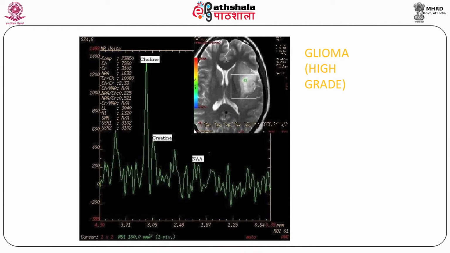This is a case of a high grade glioma. We can see the lesion in the left frontal aspect of the brain, and here we see again a very elevated choline peak with a very low NAA peak, and hence we can shift our diagnosis more towards a neoplastic etiology as compared to a benign etiology like a tuberculoma or so.